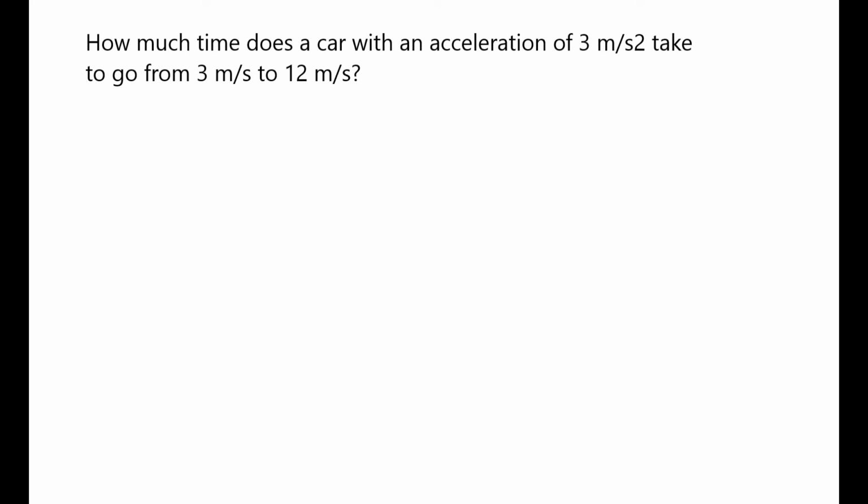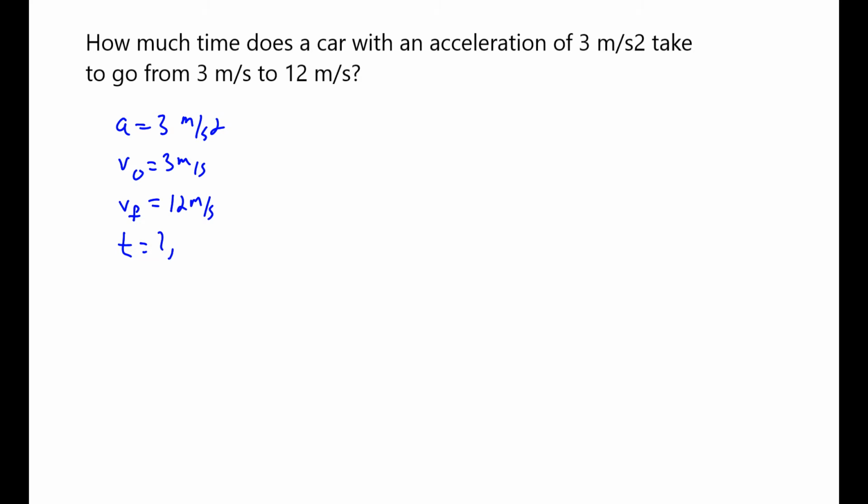Number 2. How much time does a car with an acceleration of 3 meters per second squared take to go from 3 meters per second to 12 meters per second? I can't do superscripts on this, so it ends up looking like that. Alright, so what do we have on this one? What's the 3 meters per second squared? Acceleration. So a equals 3 meters per second squared. What's 3 meters per second? Initial velocity. So vo equals 3 meters per second. And what's 12? Final velocity is 12 meters per second. And what are we looking for? Time. So time is question mark.